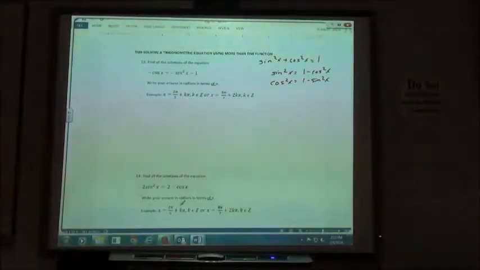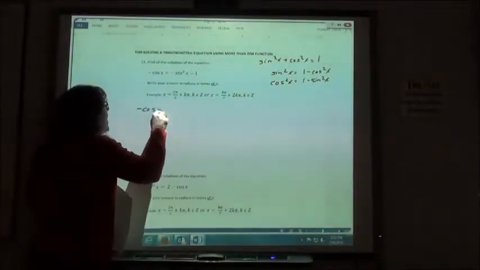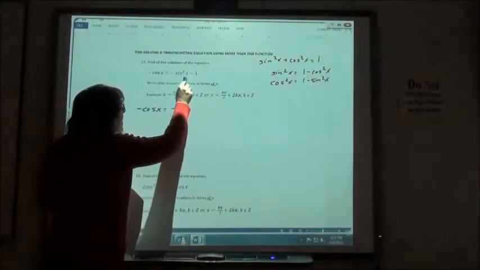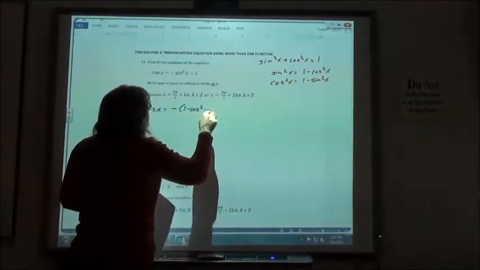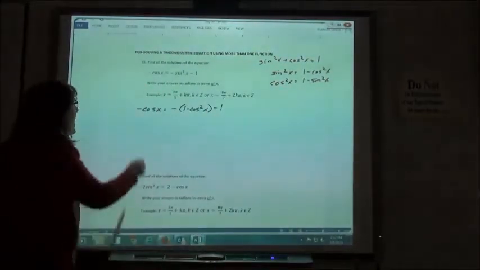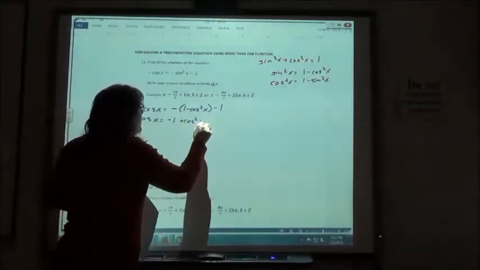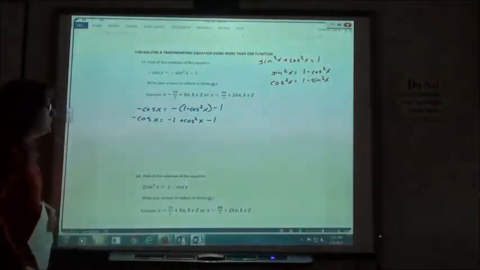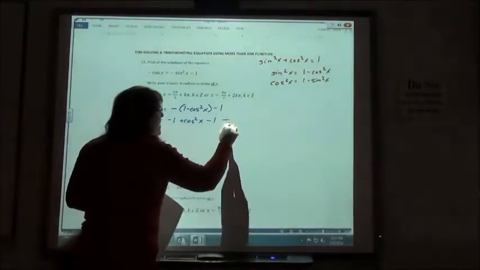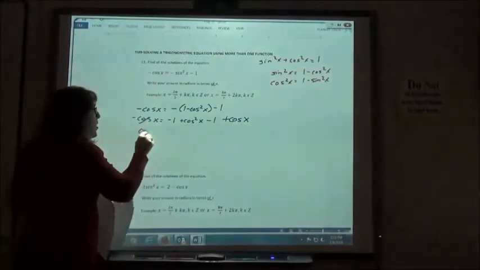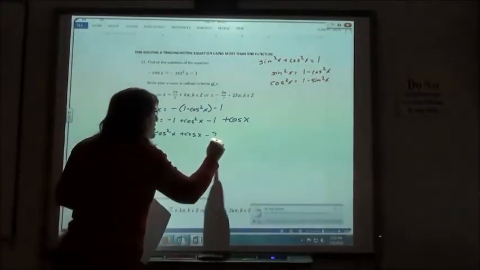So if I have negative cosine of x equals minus sine squared of x minus 1, I'm going to have negative cosine of x equals minus, and in for the sine squared of x, I'm going to use 1 minus cosine squared. Then I'm going to simplify that. So negative cosine of x equals negative 1 plus the cosine squared of x minus 1. Solving that so that my cosine squared is positive means I would add my cosine of x. So 0 equals the cosine squared of x plus the cosine of x minus 2.